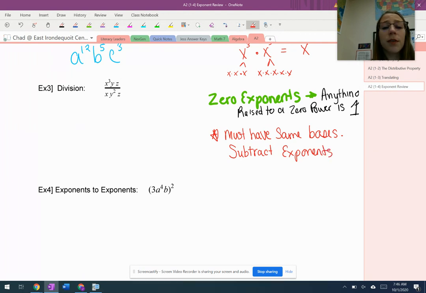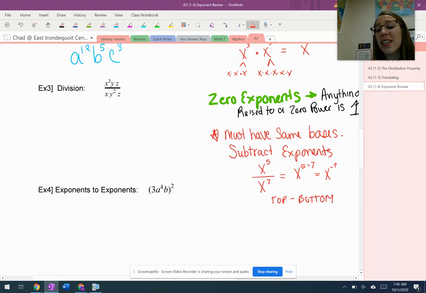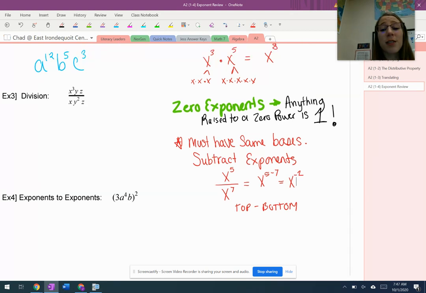So, for example, if I have x to the 5th divided by x to the 7th, that would give me x to the 5 minus 7, because you're doing top minus bottom. 5 minus 7 is -2, which I can just turn into, if you remember with negative exponents, maybe you don't, x to the -2 is fine, or you turn that into 1 over x squared.